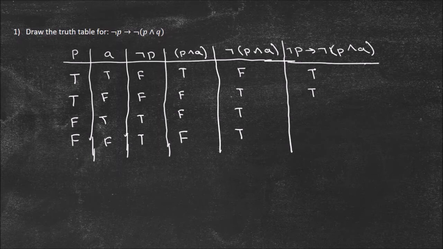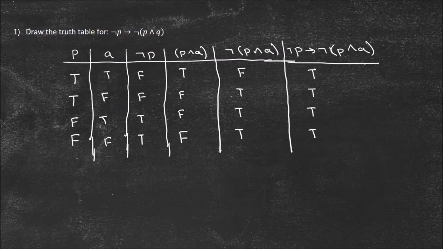So let's look at the next situation. We have not P is true. Then we have not P and Q is true as well. So that's going to be true. And then I have not P is true, and then not P and Q is also true. So that makes this statement true.